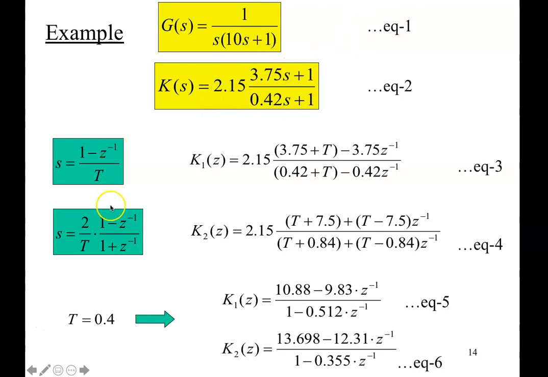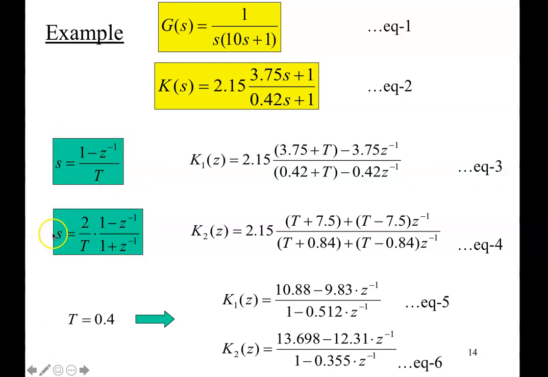So I use two methods here. One is the backward difference. The other one is the bilinear transform method. So backward difference is (1 minus z^-1) over T.